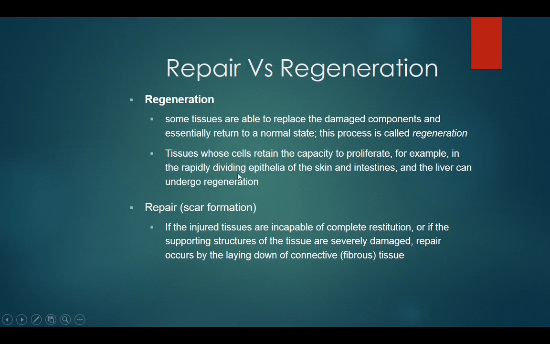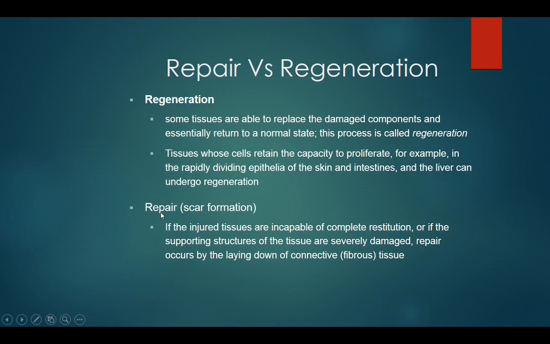It happens in the rapidly dividing epithelium of the skin and intestine and in the liver. The liver is a classical example of this regeneration. I think you would have heard in physiology that the liver is capable, even if 2/3 is resected out, like it's been operated and taken out from the body, and even if 1/3 of the liver is left, it can get back to its normal size within a few months to a year. So this is a classical example of regeneration. The function and everything will be like a normal liver.